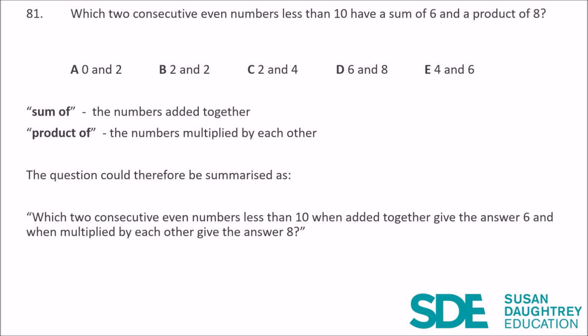So instead of using sum of, we can use added together, and instead of product of, we can say that the numbers were multiplied by each other, and reread the question. Which 2 consecutive even numbers less than 10, when added together, give the answer 6, and when multiplied by each other, give the answer 8? Well, 2 add 4 makes 6, and 2 times 4 makes 8. So I would suggest that answer C, 2 and 4, are the numbers that we're looking for.